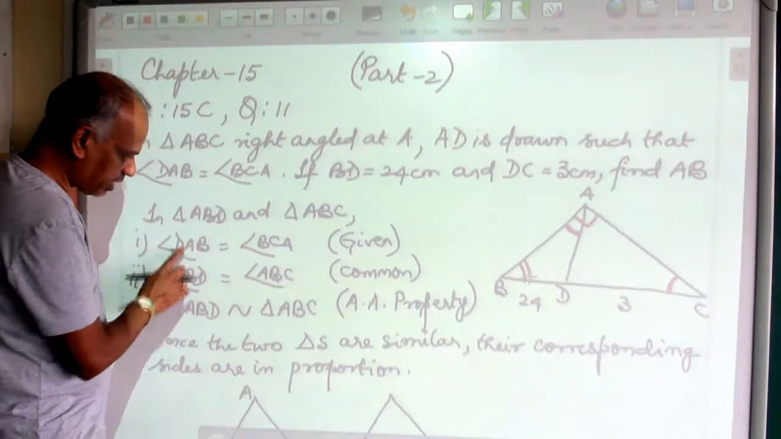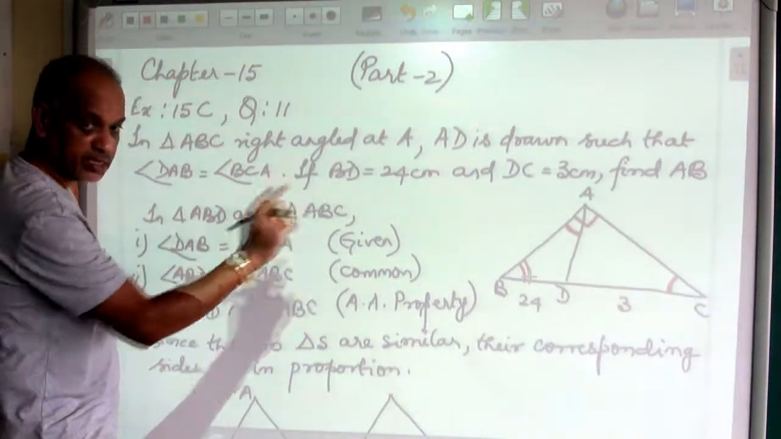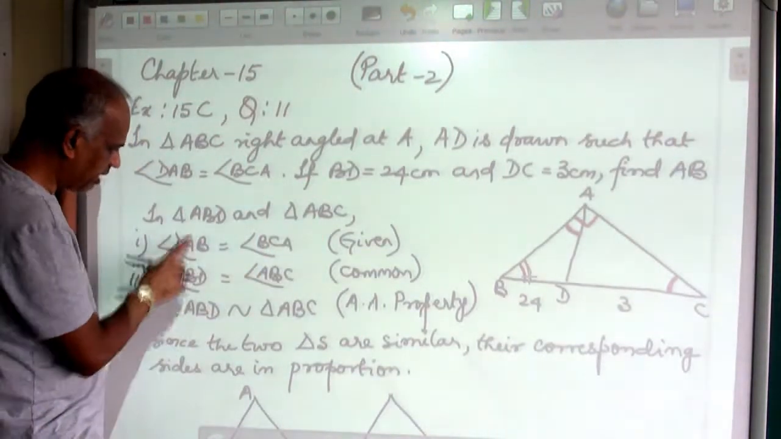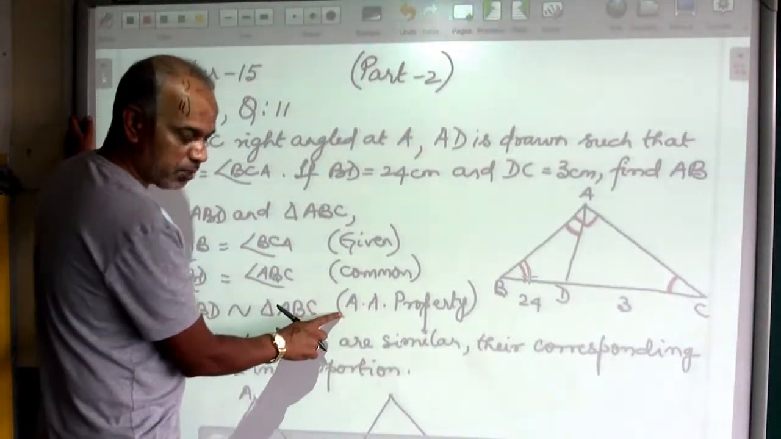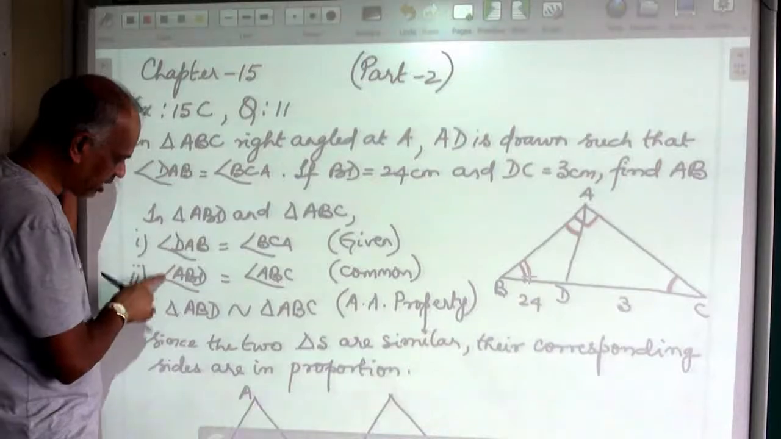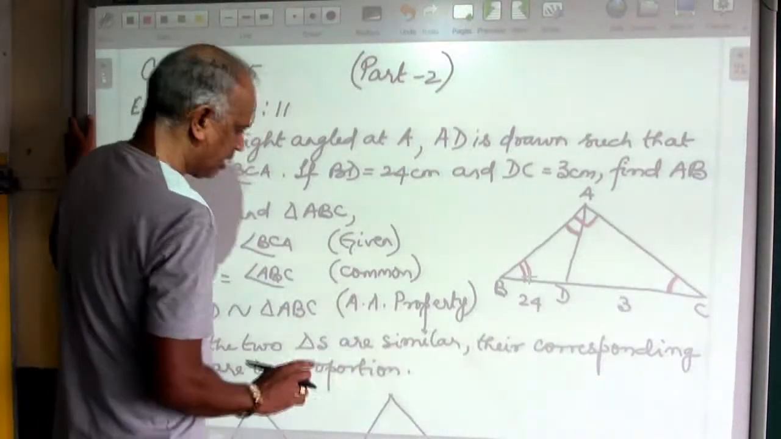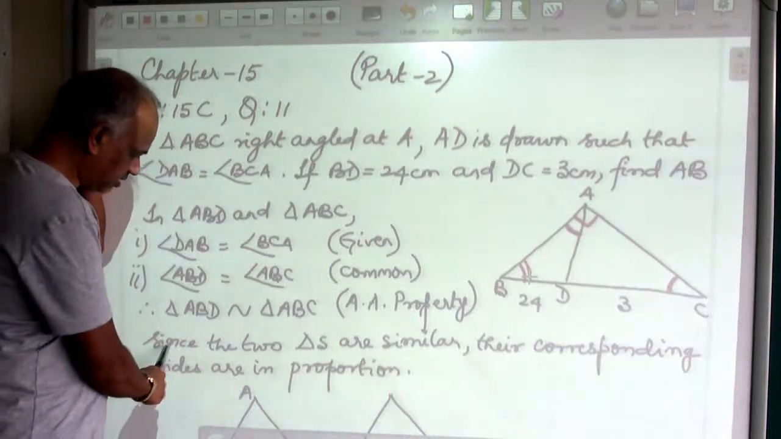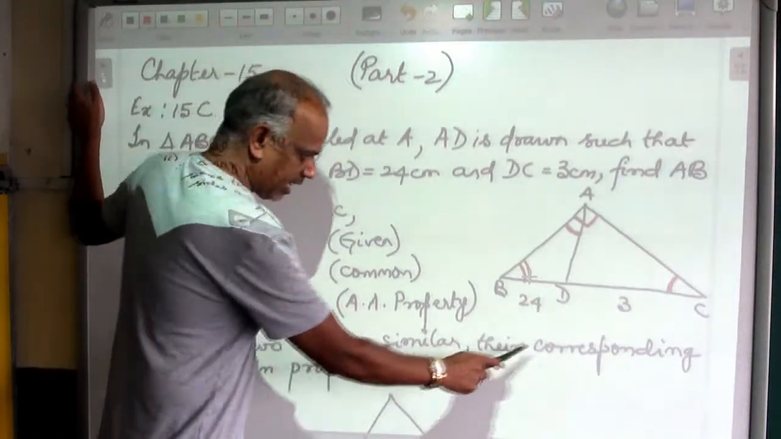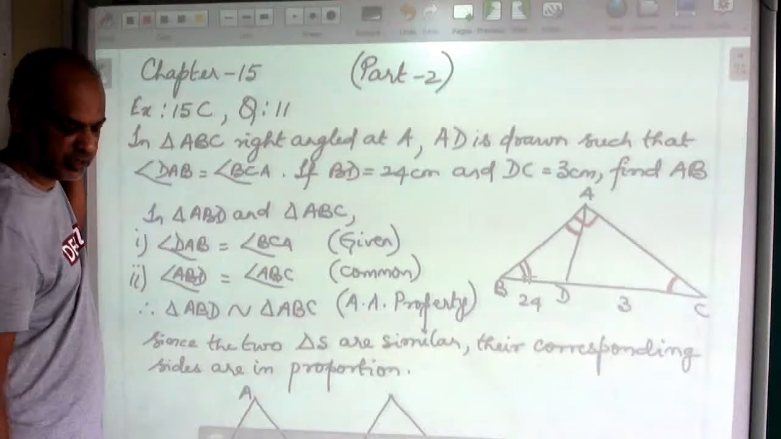So two corresponding angles are equal, therefore these two triangles are similar. Therefore triangle ABD is similar to triangle ABC. By what property? You can see the angle marking, therefore angle property. Once you know that these two triangles are similar, then you can write this. Since the two triangles are similar, their corresponding sides are in proportion.